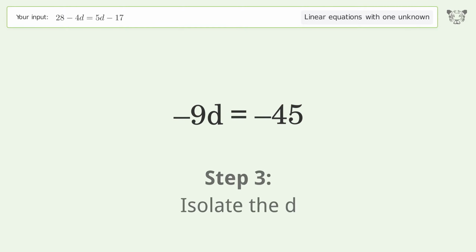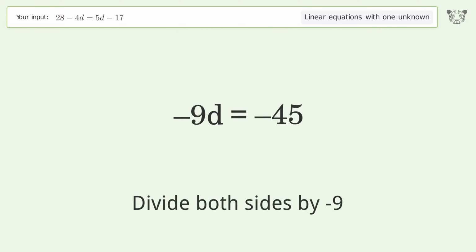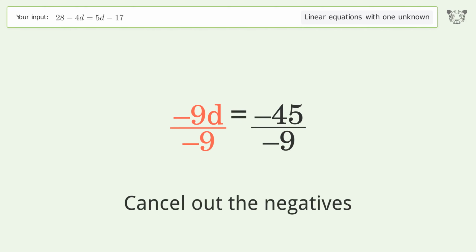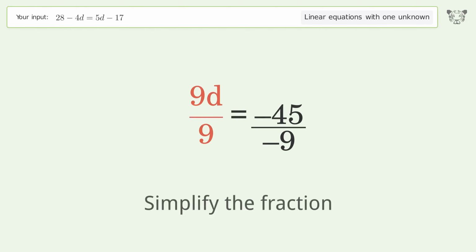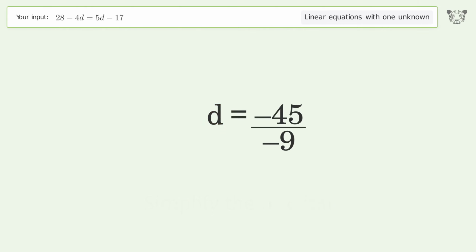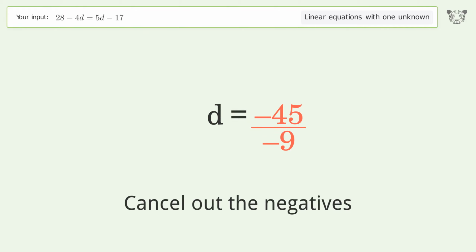Isolate the d. Divide both sides by -9. Cancel out the negatives. Simplify the fraction. Cancel out the negatives.